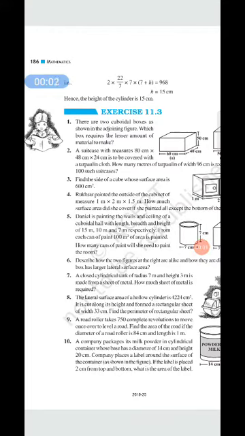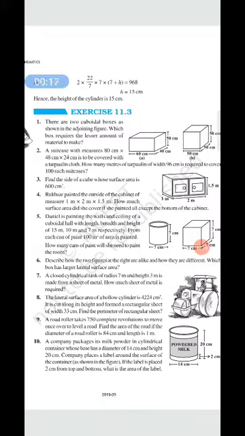Hello students, this is the maths video for class 8th and we are about to start with exercise 11.3. Everybody pay attention, we are going to solve some questions from the same concepts which we have already discussed previously in the classroom. So let's get started. Exercise number 11.3.